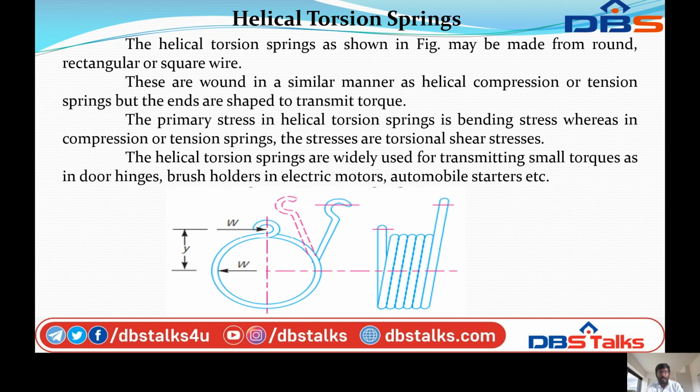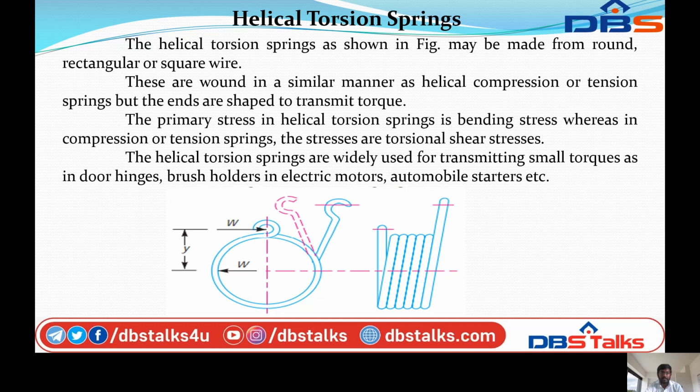So next, helical torsion spring. The helical torsion spring, as shown in the figure, may be made from round, rectangular or square wire. These are wound in a similar manner as helical compression or tension springs, but the ends are shaped to transmit torque.